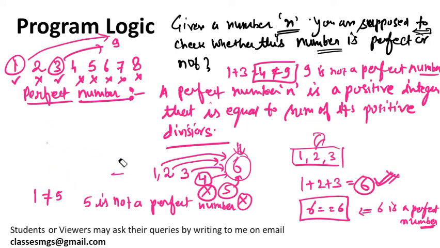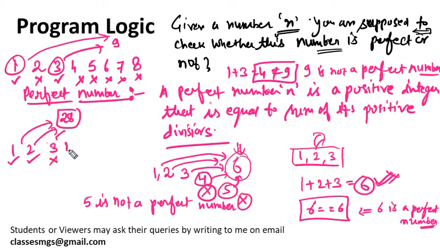Let's take 28. Okay, 28 is a little bit bigger, but you need to check. 1 will completely divide, so 1 will be added. 2 is dividing 28, so it will be added. 3, whether 3 is dividing? No. 4 is dividing, because 7 4s are 28. So 4 will come. 5 not dividing.